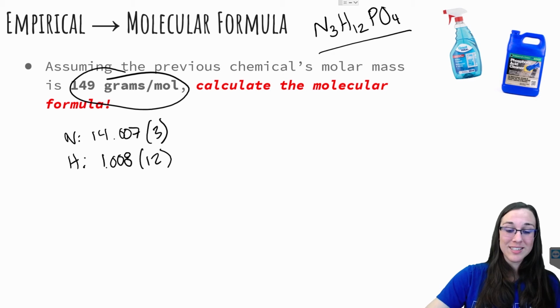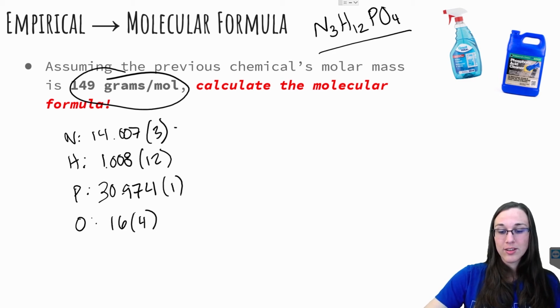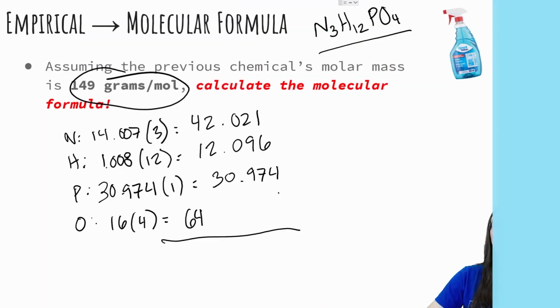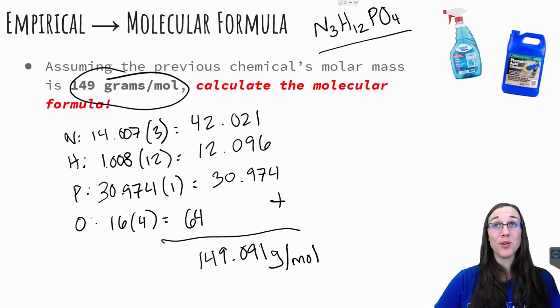For phosphorus, we have 1 phosphorus, and each phosphorus brings to the table 30.974 grams, and there's only 1 of those. And each oxygen brings to the table 16 grams, and there's 4 of those. So let's figure out what the empirical molecular mass is. We got to add up all those values together, and we get a value of 149.091 grams per mole for our empirical mass.